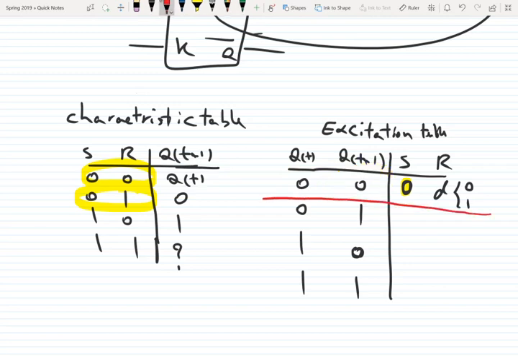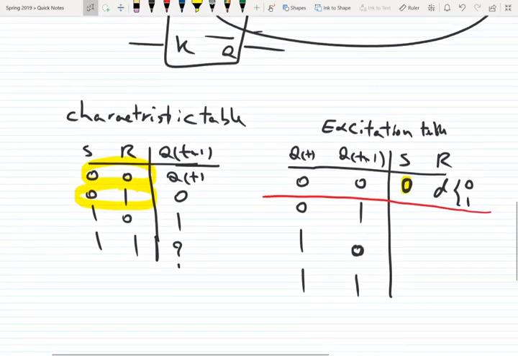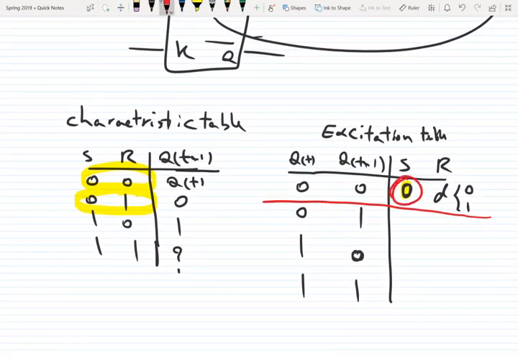So let's discuss a little more. If S is 0 and R is 0, it means no change. What is Q of t? Q of t is 0, so no change, Q of t plus 1 will be 0. This one is the first thing. The second one, if S is 0, R is 1. What does it mean? S is 0, R is 1 means reset. So Q of t plus 1 will be equal to 0. Okay, let's just do the second line together.